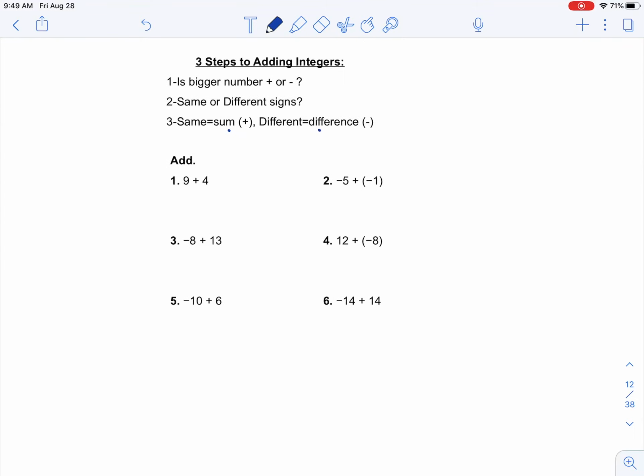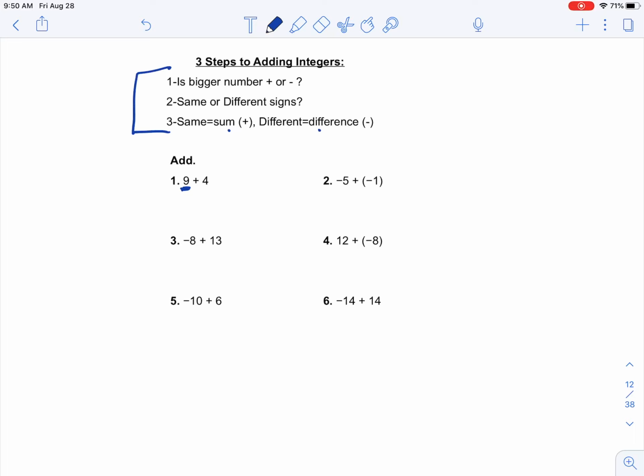All right, so now when we get into actually adding, what we try to do in middle school is to get you to think of these 3 steps right here. Instead of having to use counters and number lines all the time, we like you to try to think about why these things work. Okay, so the first question that we ask ourselves, and number 1's a pretty simple one, but I'm going to kind of talk through the rule though. The first thing is, is the bigger number positive or negative? The bigger number in this one is 9, and that is a positive number.